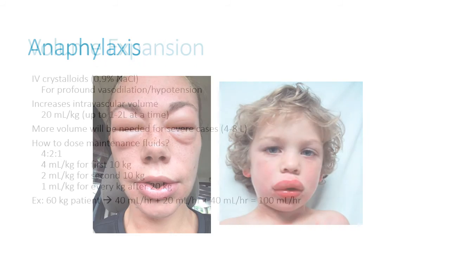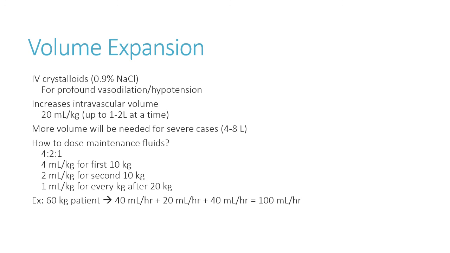But anyway, let's look at the things we're going to be using to manage these patients. One of the big things is going to be volume expansion, right? We mentioned what's happening with their blood vessels. They're vasodilating, so again, the pressure is going to go down. How can we fix that?